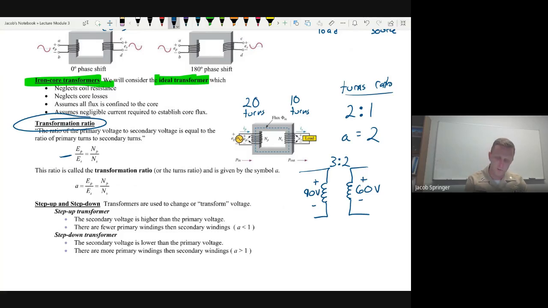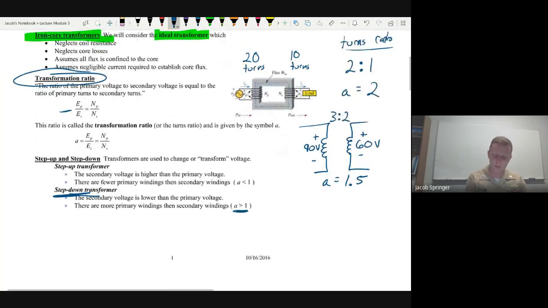So this one that I just drew on the right with a turns ratio of 3 to 2, that would be a step down transformer because I went from 90 volts down to 60 volts, or my turns ratio was greater than 1. The turns ratio here, in case you're like, wait, what is he saying again? Well, it's just 1.5. That's my turns ratio. From 3 to 2, it's a turns ratio of 1.5. So if it's greater than 1 right here, then it's a step down transformer. Let's draw a step up transformer and keep it simple, right?